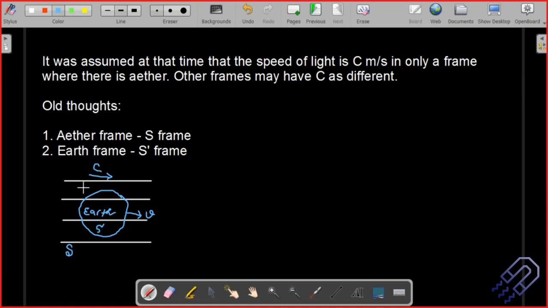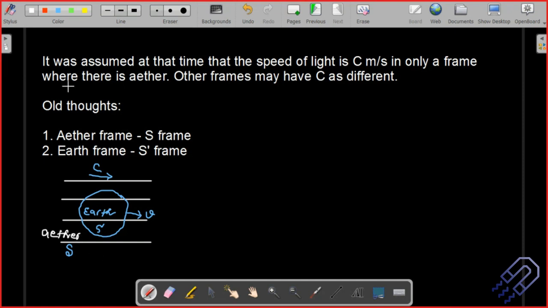If the speed of light in this ether frame is c, the question is, what will be the speed of this light when we consider it in the earth frame? And let's say the earth is moving with a velocity v with respect to the ether frame, or the S prime frame. So that is very important. This is what was assumed at that time, and you have to understand it very clearly because it's a bit confusing.